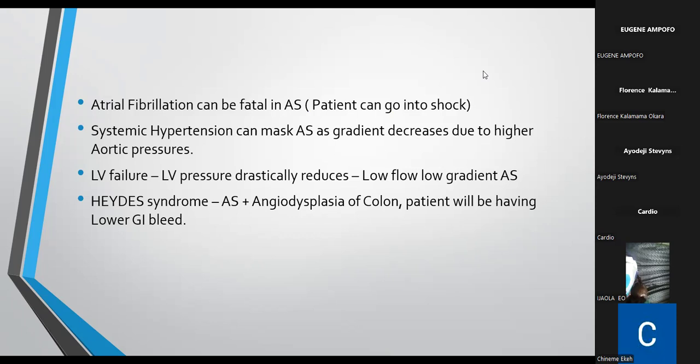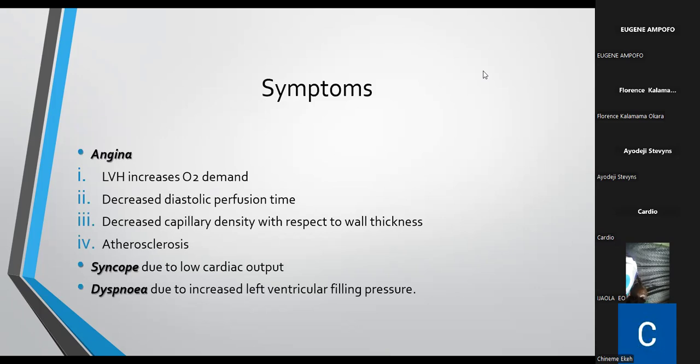It could also occur in association with a syndrome presenting with GI bleeding, AS, and angiodysplasia of the colon, with the patient having lower GI bleeding. These are the reasons why they may have angina: LVH increases O2 demand, there's decreased diastolic perfusion time, and atherosclerosis too. Syncope is due to low cardiac output, and then dyspnea.